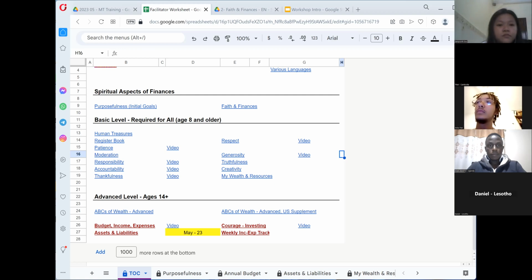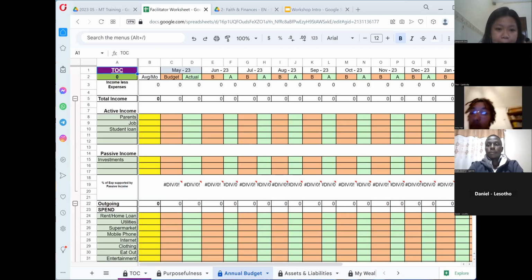Very good. All right, we will get into it a little bit more later on. But as you can see in your worksheet, there is an annual budget sheet. There is an assets and liabilities sheet. We're going to get to those, but I just want to show them. It may look a little bit intimidating, but once we get to it, it's fairly easy.